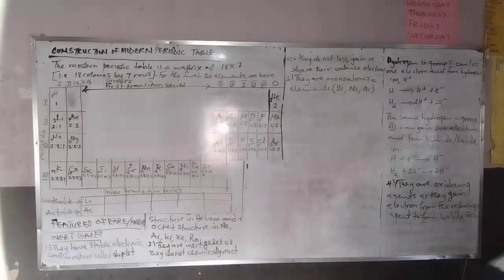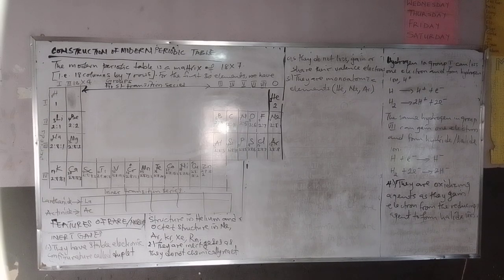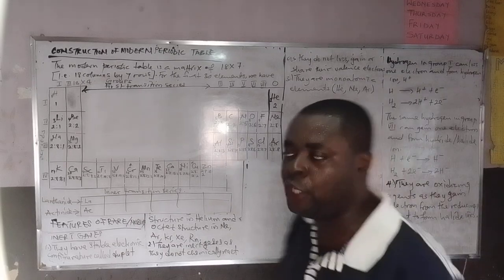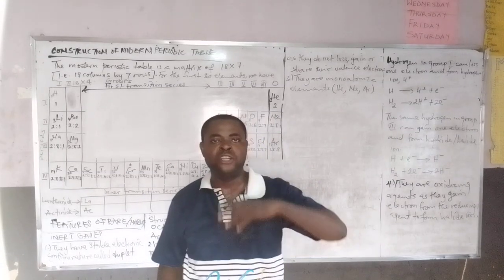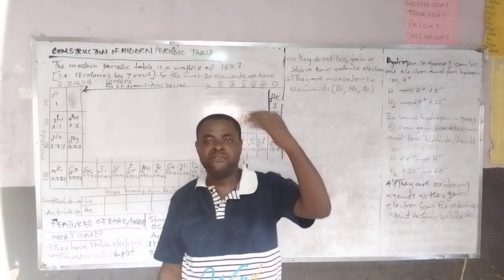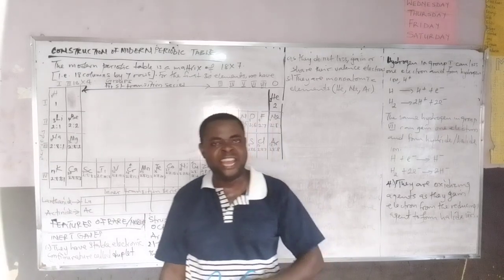So now we are through with the families of elements in the periodic table. In the next video, watch out, we want to look at other classifications, into periods and into blocks. See you next time.